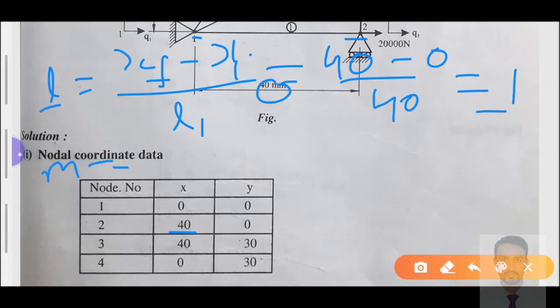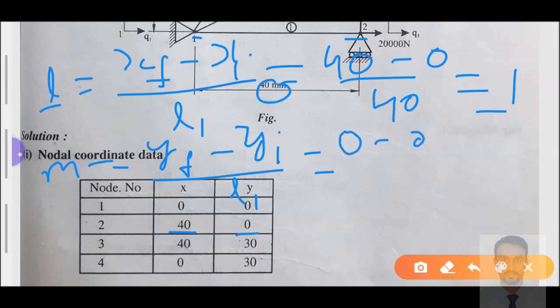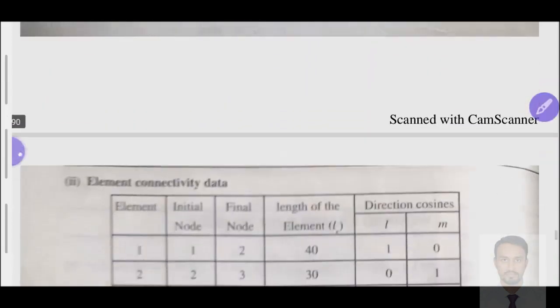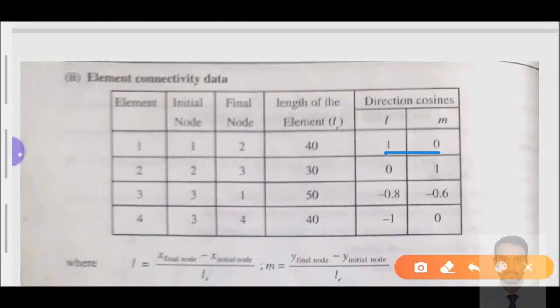Similarly, M is equal to (y final minus y initial) divided by L1, which is equal to (0 minus 0) divided by 40, which is equal to 0. So L is equal to 1 and M is equal to 0. Tabulate that in a tabular column here for element number 1.